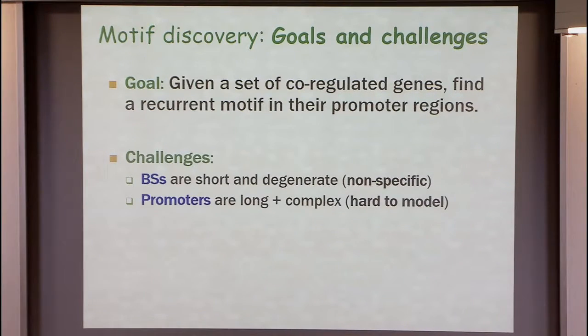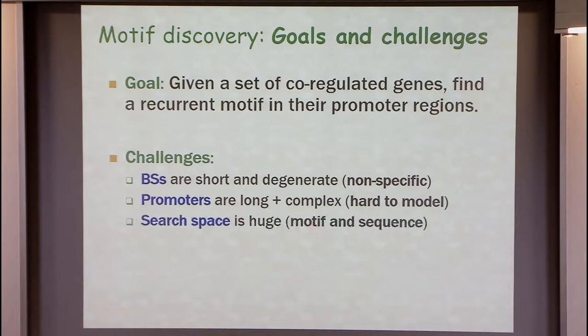Second, the promoters that they're usually in are long and complex. So in the promoters themselves, the distribution of the nucleotides outside of the binding site is not a uniform distribution. It's not even a fixed distribution among all the other nucleotides and positions in the promoter. The promoters may have other elements and other repetitive regions which can also look like a motif. So this is another challenge.